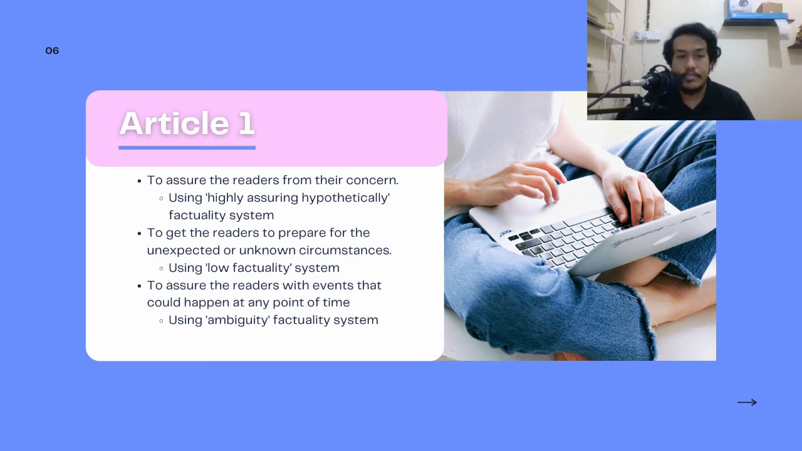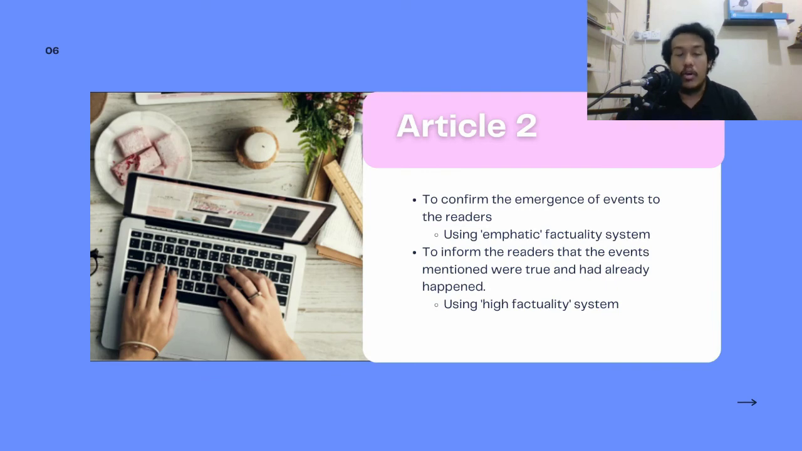in the future. In Article 2, the author used the emphatic factuality system to confirm the emergence of the events and to inform the readers of the events that already happened so that they may be up to date with the situations. Next, the author also used the high factuality subcategory to describe and apprise the readers that the events mentioned were true and had already happened.